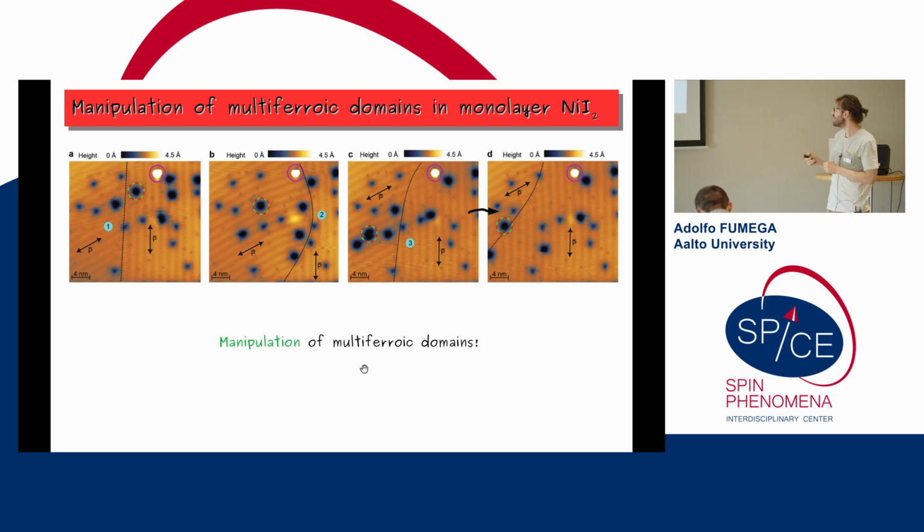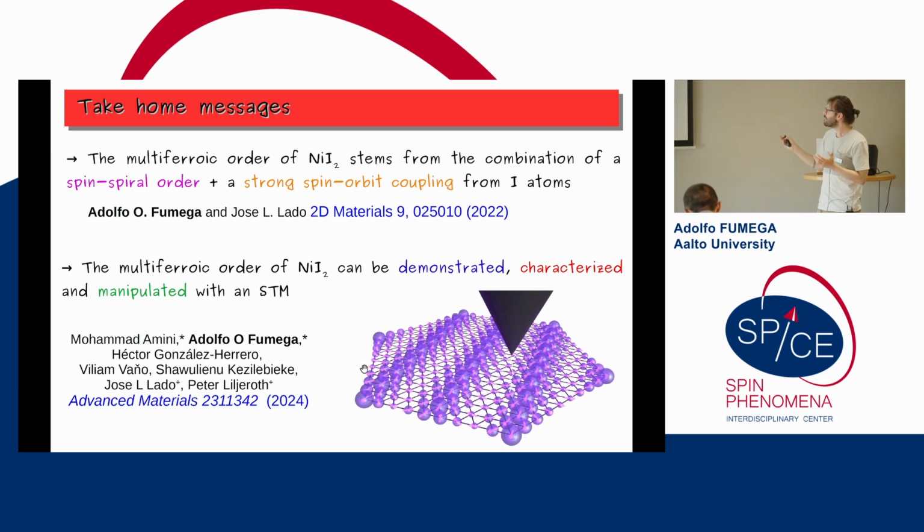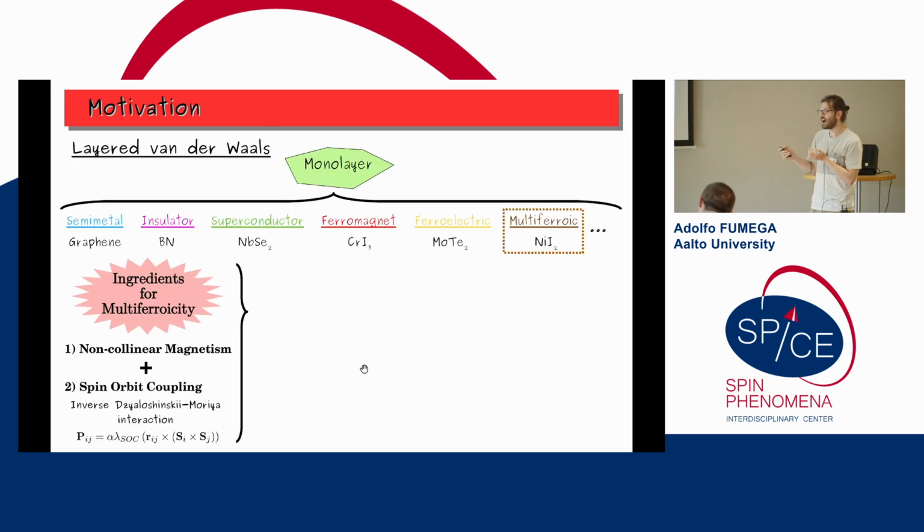Okay? So just to sum up this first part, that was about the 2D multiferroic, the first 2D multiferroic. First work, we showed that this multiferroicity appears as a combination of this spin spiral magnetic order and the strong spin orbit coupling from the iron atoms. And then we have also seen that with an STM, we can fully characterize, demonstrate, and manipulate even that multiferroic order.